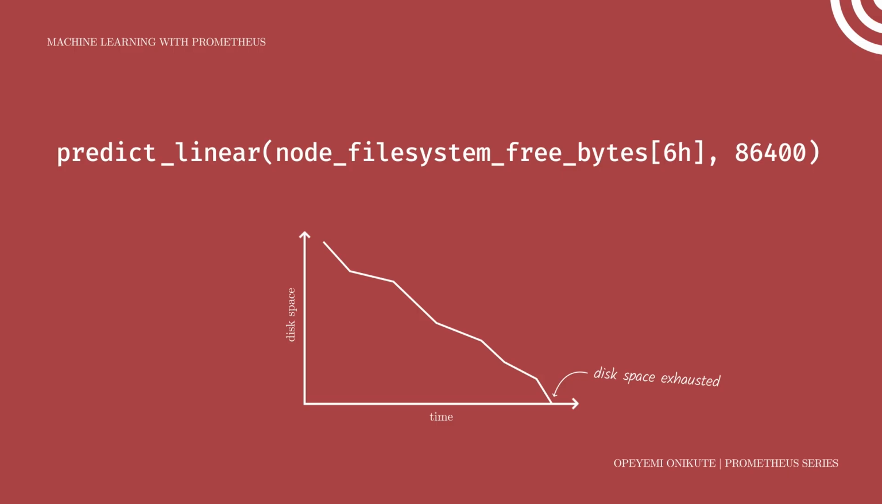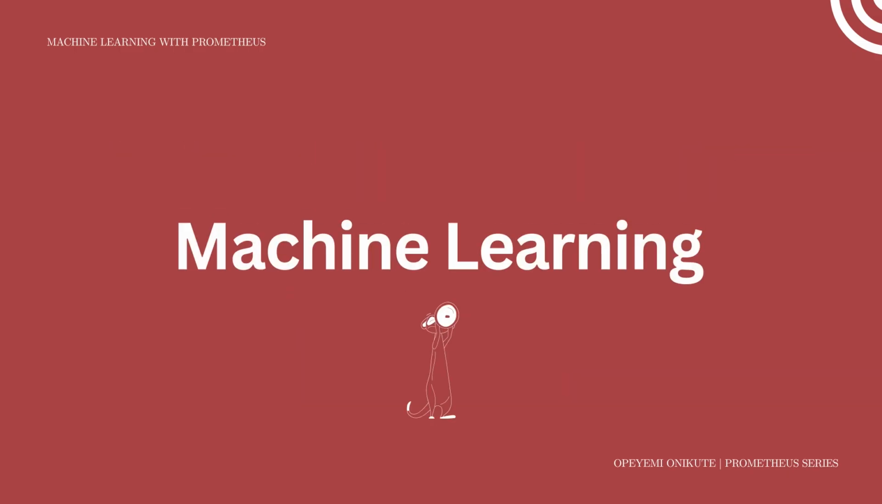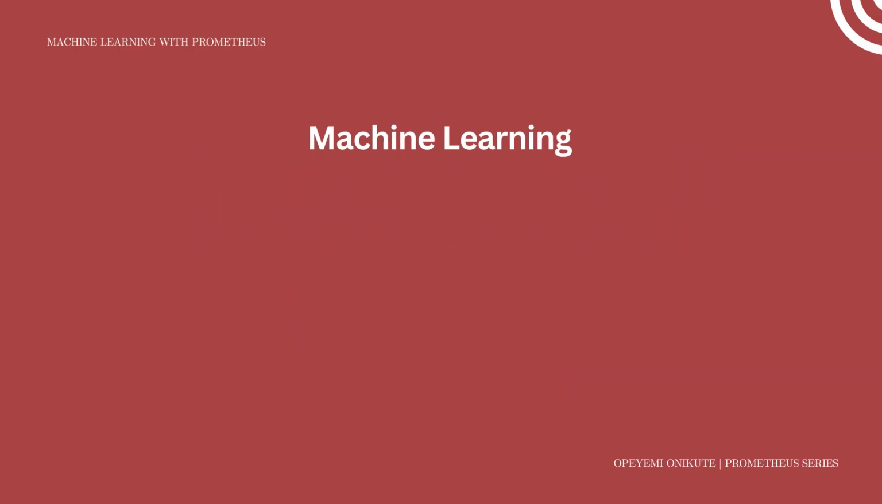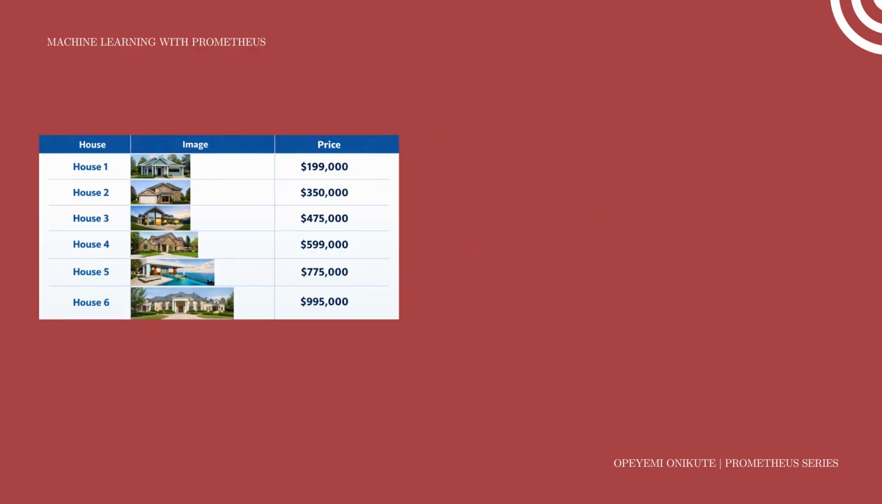But before we can see how predict linear works, let's examine what machine learning is. There are two types of machine learning: supervised and unsupervised learning. In this video, I'll introduce you to one type of supervised learning called linear regression. With linear regression, a machine can predict future values given historical trends or data. Does that already sound familiar? Good. Let's say you have a table of house prices and you want to determine future house prices given current market data.